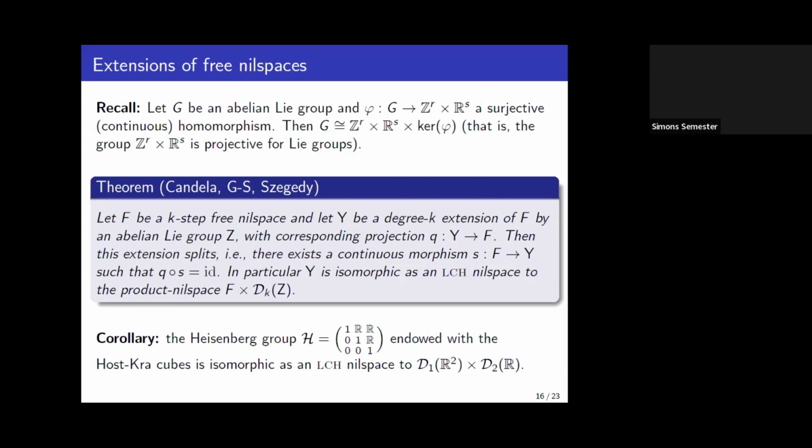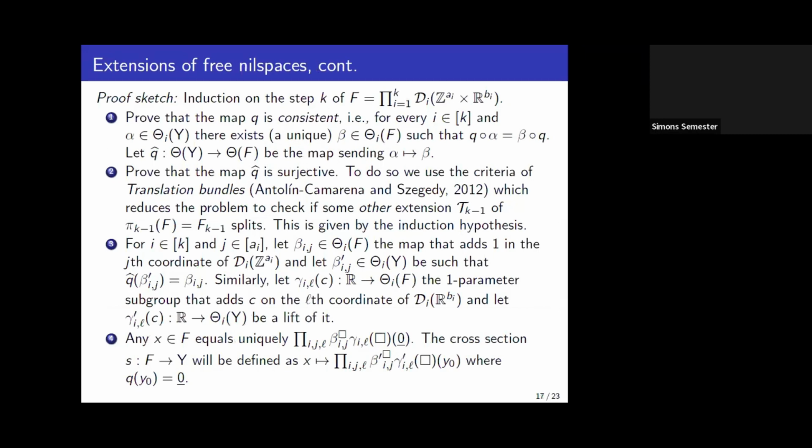As a corollary, we get a pretty little result that says the following. You take the Heisenberg group, and then you endow it with the Host-Kra cubes, and you see it as a nilspace, so you don't care about its structure as a group. Then this is totally equivalent to taking just this simple nilspace, a product of abelian groups with different filtrations, but just a product of abelian groups. And this is the proof, it's only this slide. I have tried to put everything here so that you can see it from scratch.